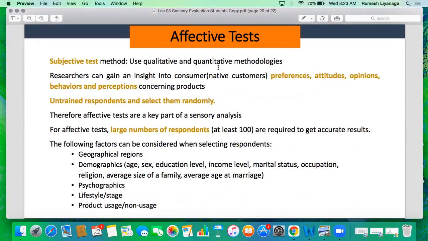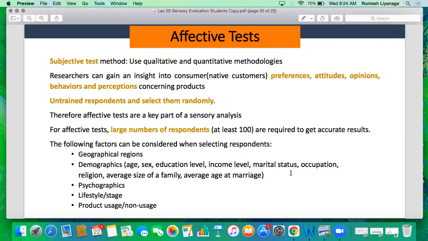We have discussed its characteristics. Basically, we use affective tests for consumer surveys. Okay? And it is a subjective test method, right? We can use it for qualitative and quantitative methodologies, but basically we use it for qualitative methods, right? Researchers can gain an insight into native consumers, their preferences, attitudes, opinions, behaviors, and perceptions concerning products.